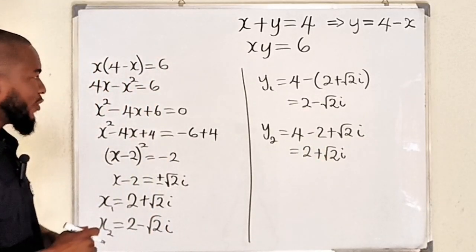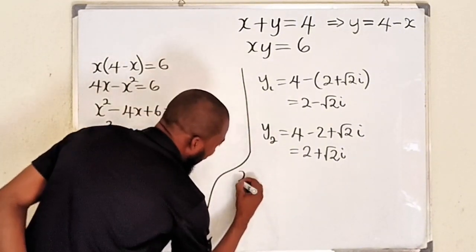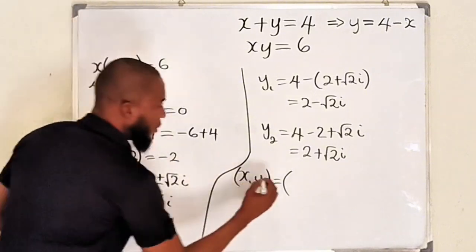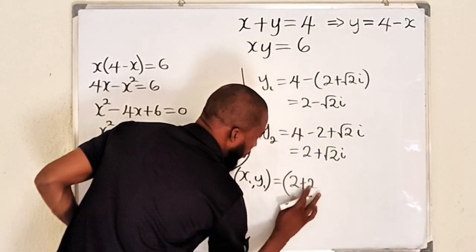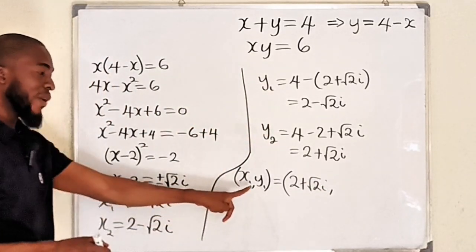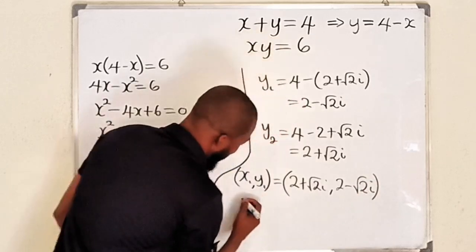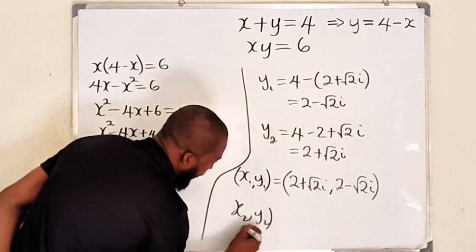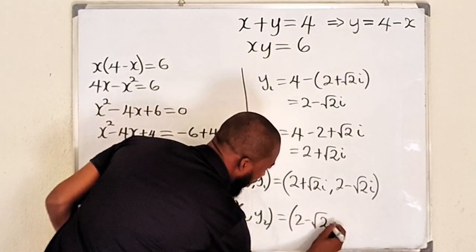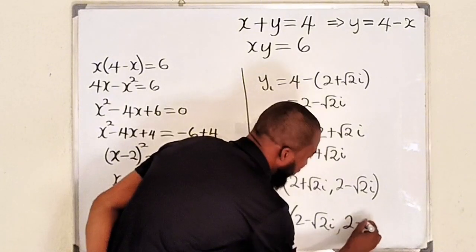These are the solutions. Should we write them in pairs? Okay, let's do that. We have x1, y1: 2 plus root 2i, comma, that is the value of y. Then the value of y would be 2 minus root 2i. Then the other one, x2, y2. x2 is 2 minus root 2i, comma. Then the value of y will be the positive version of it. They are conjugates, right?